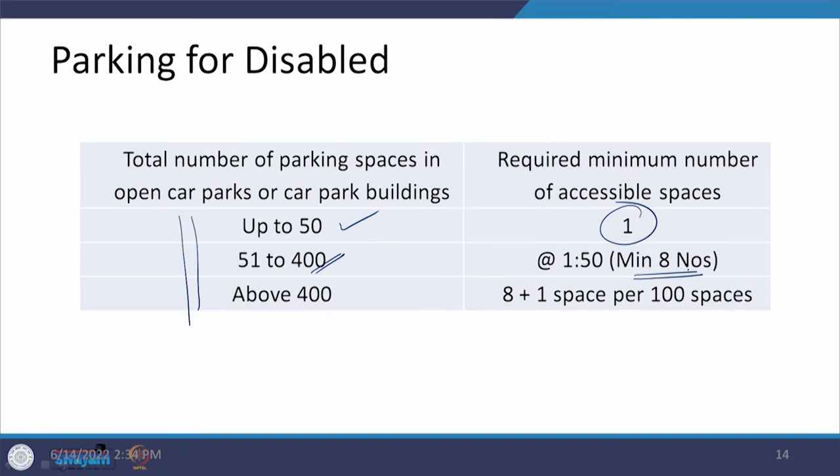And at the rate of 1 in 100, it is going to be above 400. That means now if you have 500 spaces, up to 400 we have 8, and then after that for 100 spaces or part of that it is 1, so we will have 8 plus 1, 9 for 500. Similarly, you have the calculations for other numbers, whatever you have identified as a parking supply.